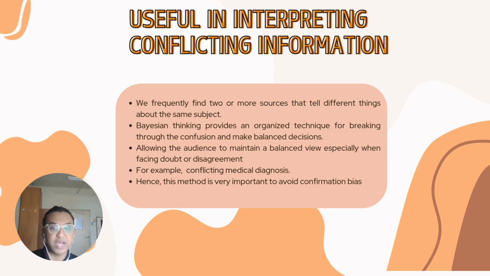So let's imagine we have two doctors. The first doctor diagnosed the patient as having acid reflux, and another one diagnosed the patient as having an ulcer. So which one is the best diagnosis? It refers to another indicator based on the patient. So it shows what they call the posterior and also creates a new belief about what's wrong with the patient. So this technique is very important for doctors, especially to avoid confirmation bias.